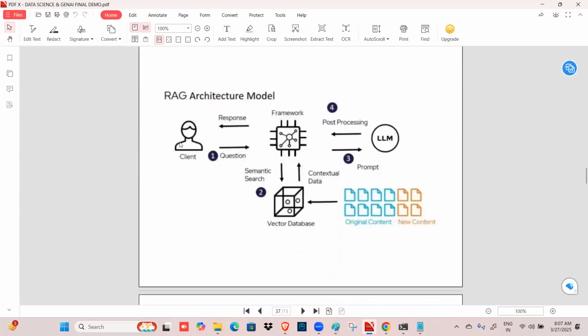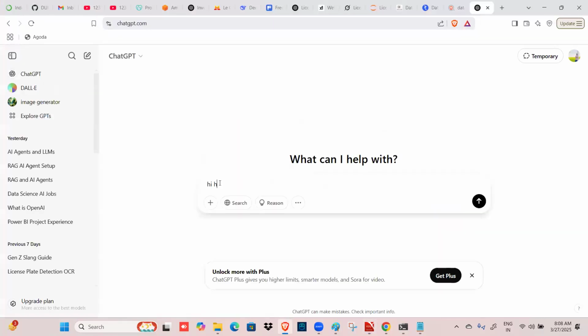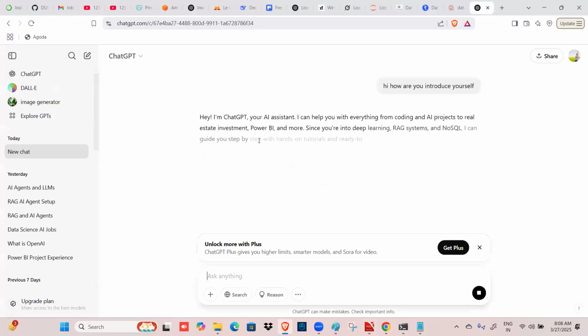This is the RAG architecture. How does it work? Here I am the client, the customer, asking a question directly to the LLM, and the LLM gives the answer as the response. For example, if I use ChatGPT and say, hi, how are you, introduce yourself, I am the client directly asking the LLM model, and it responds, hey, I am ChatGPT, your AI assistant.